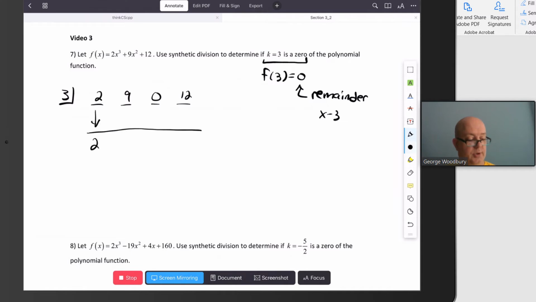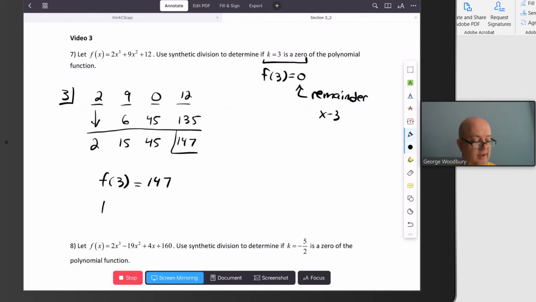Bring down the 2. 3 times 2 is 6. Add. 9 plus 6 is 15. 3 times 15 is 45. Add. 0 plus 45 is 45. 3 times 45 is 135. And then we add to get a remainder of 147. So f of 3 equals 147. That means that f of 3 does not equal 0, and k equals 3 is not a 0.